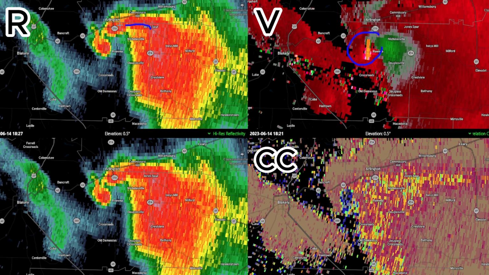But then on reflectivity we still have the hook echo and what looks to be a little bit of a debris ball and even a little bit of an RFD detail on the back of that. And then as for correlation coefficient, you can see that we do have that very strong correlation coefficient drop.